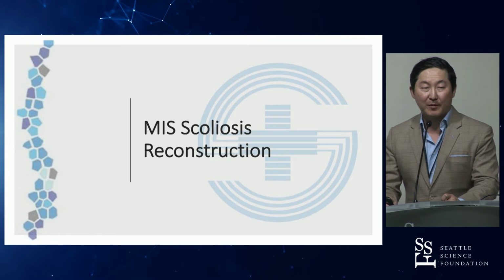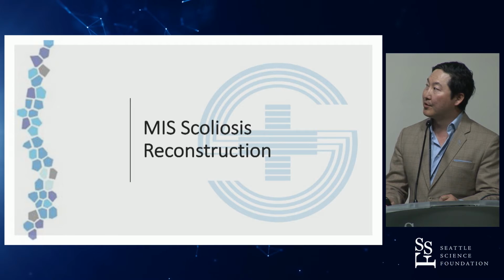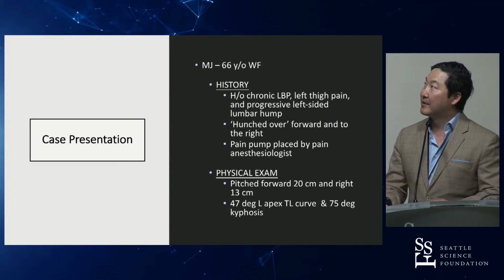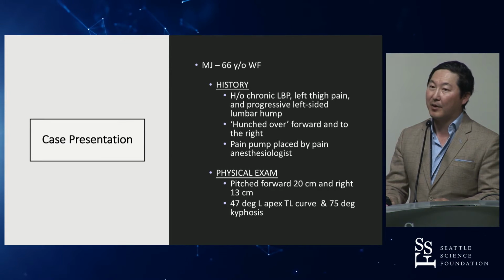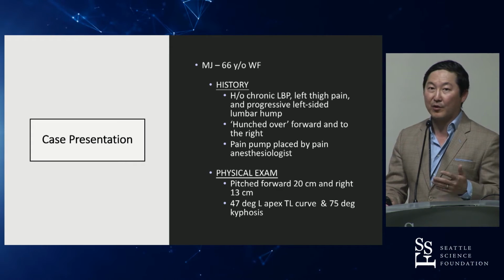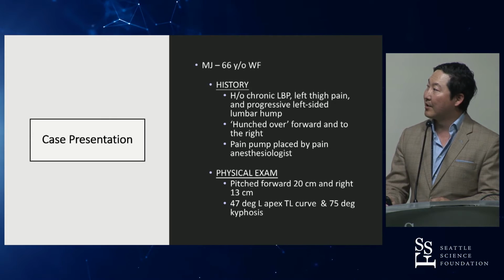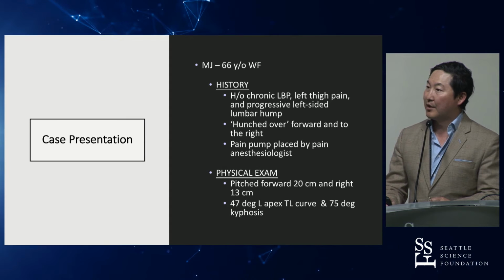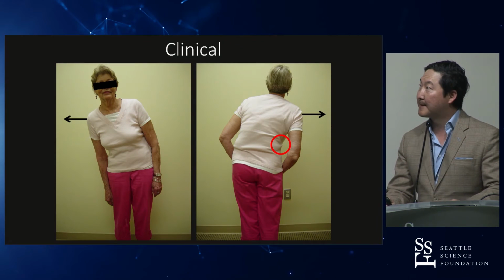But what I want to talk about today is MIS scoliosis reconstruction, and I want to highlight that through two case presentations. This is a 66-year-old female. She has a history of chronic low back pain and left thigh pain and progressive left-sided lumbar hump. She was hunched forward on clinical examination. She actually had a pain pump placed by a pain anesthesiologist. She was pitched forward 20 centimeters and right 13 centimeters. She had a 47-degree left apex thoracolumbar curve and a 75-degree thoracic curve, or thoracic kyphosis, that is.